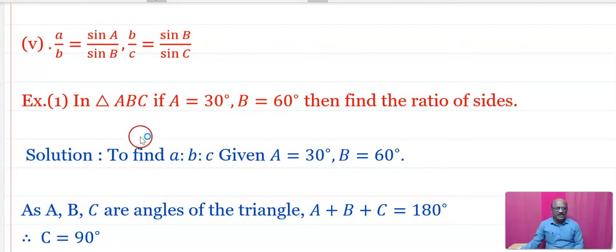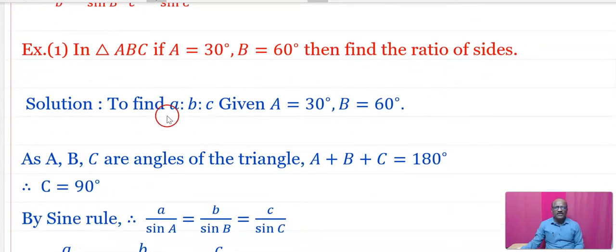Example. In triangle ABC, if angle A is 30 degree, angle B is 60 degree, then find the ratios of the sides. Okay. To find a as to b as to c, A is equal to 30 degree, B is equal to 60 degree. As A, B, C are the angles of the triangle, then A plus B plus C is equal to 180. That is, the sum of the measures of the angles of a triangle is equal to 180. And that's why A is 30, B is 60, then you will get C is equal to definitely 90 degree.